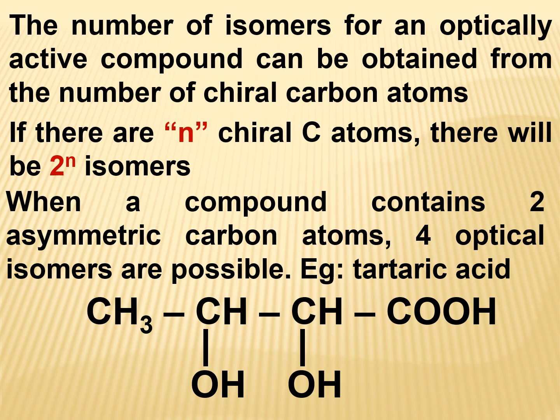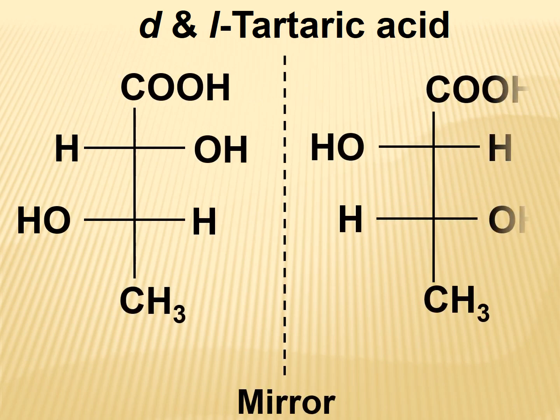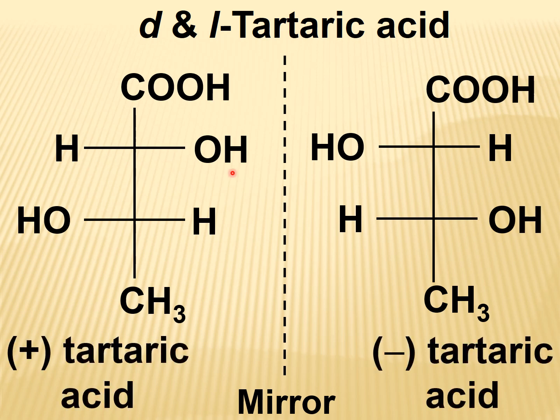Let us see how we can draw these 4 isomers. We can draw the Fischer projections for these 4 isomers. This is the Fischer projection for D and L tartaric acids. This is the D form, that is the plus tartaric acid, and this is the L form. These two are mirror images, and so they are called enantiomers. So 2 forms are like this.